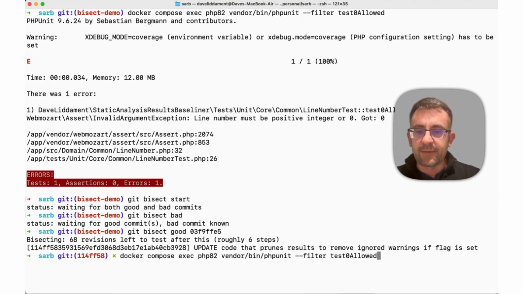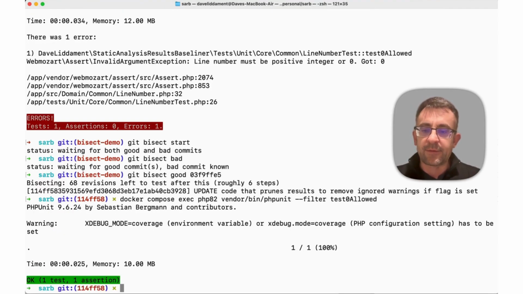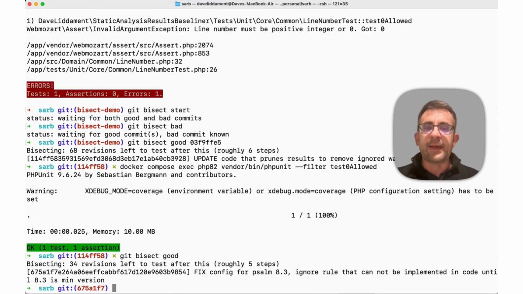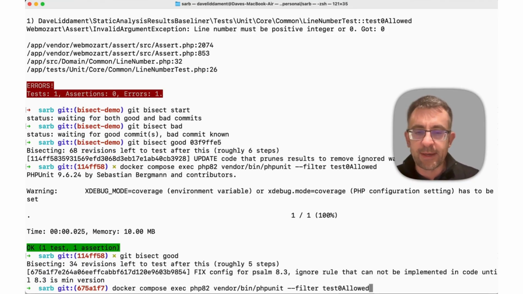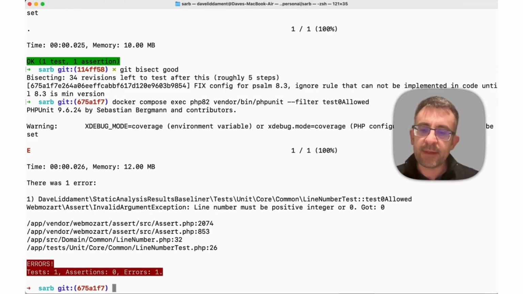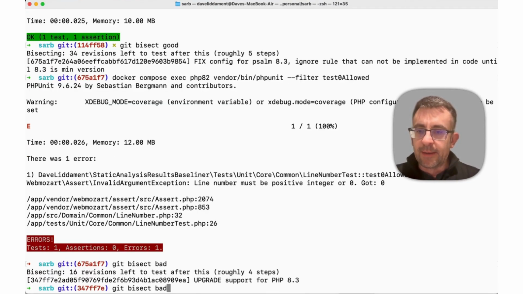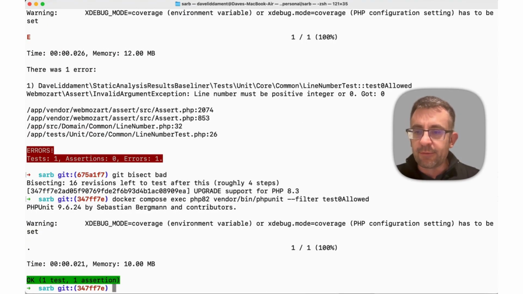So what it's done is it's found a commit, and it's wondering, is this a good or a bad commit? So I'm going to run the test, and this test passes. So I am going to say this is good, git bisect good. And now it's going to take a midpoint between the bad commit and the good commit. It says there's 34 revisions, and it's checked out another one. And again, it's asking us if this is a good or a bad commit. So I'll run my test. This time it is a bad commit. Now it's checked out another one, and we just go through the process again.